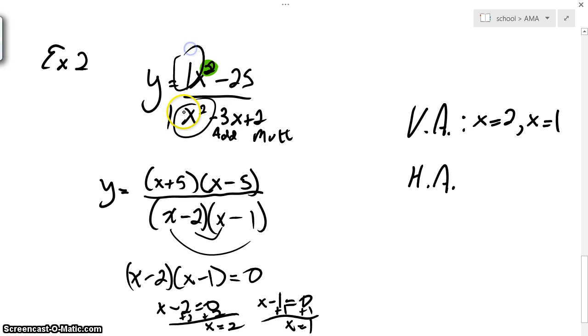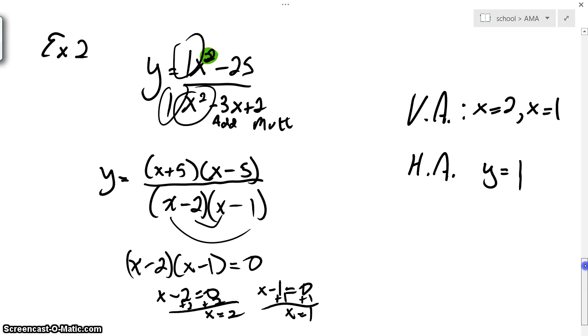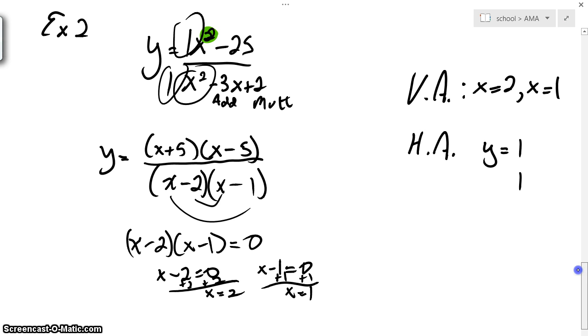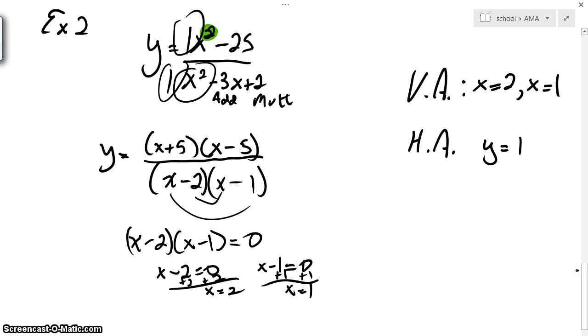So really just take this one and take this one. We're going to say y is equal to just 1 all over 1. It's just the coefficients. You get this fraction made here. This would be the horizontal line that we would get closer and closer to. So it's not y equals 0 when the highest powers on the top and the bottom are actually the same.